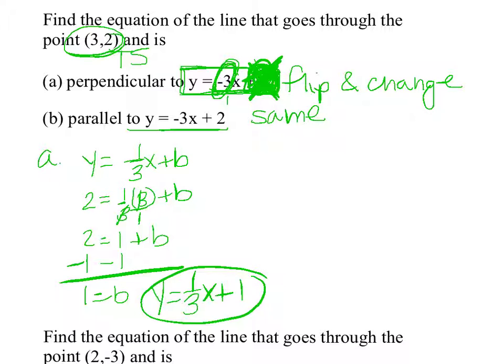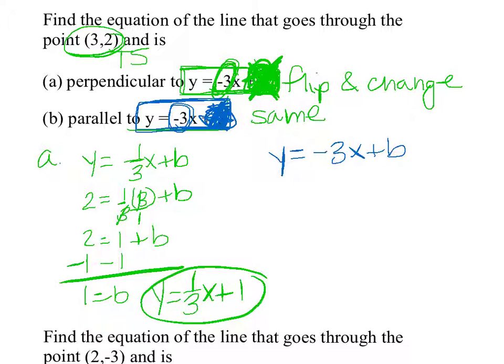Now for B, this one says parallel. Once again, this is my parts line. I only want one part. I do not care about the y-intercept. Cross it out. We hate it. Don't look at it. What I care about is the slope. Now, since it's parallel, I'm going to use the slope exactly as is. It's going to stay negative 3.